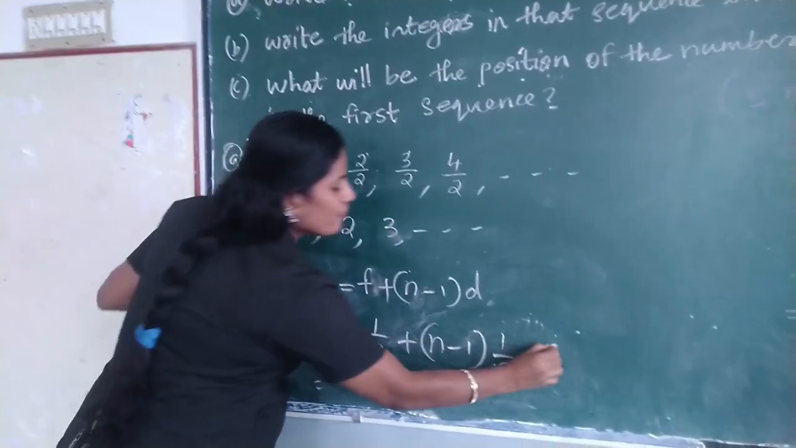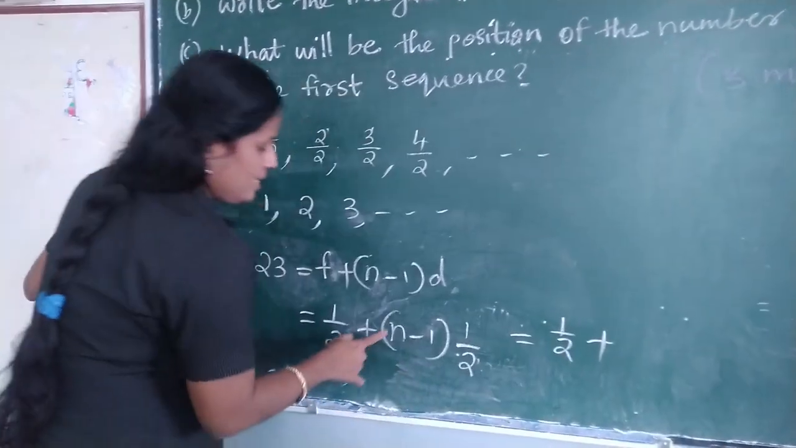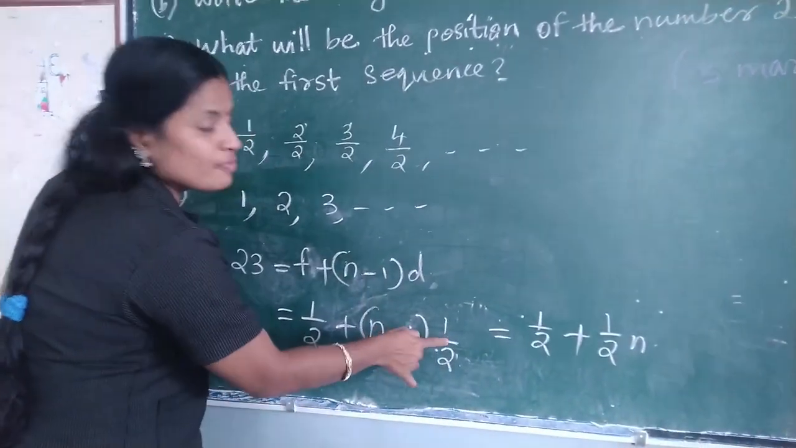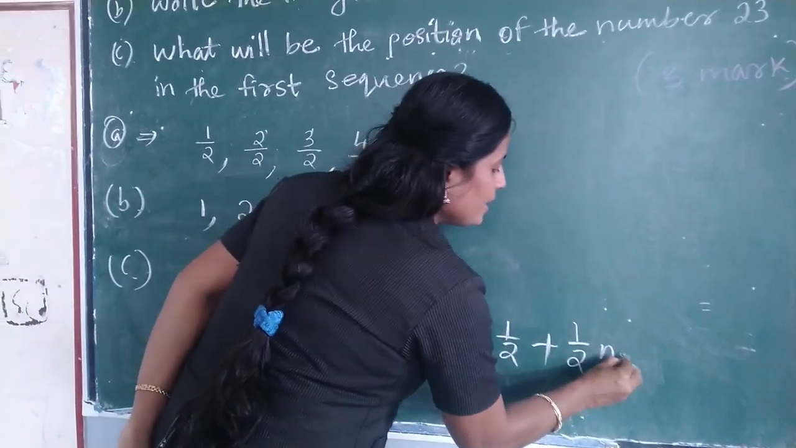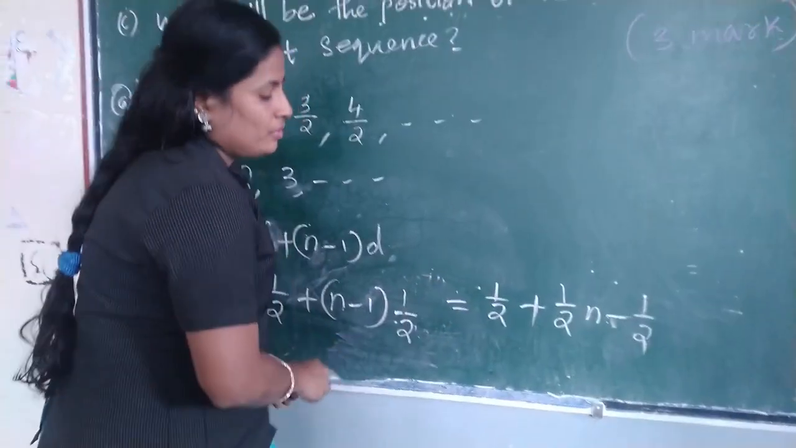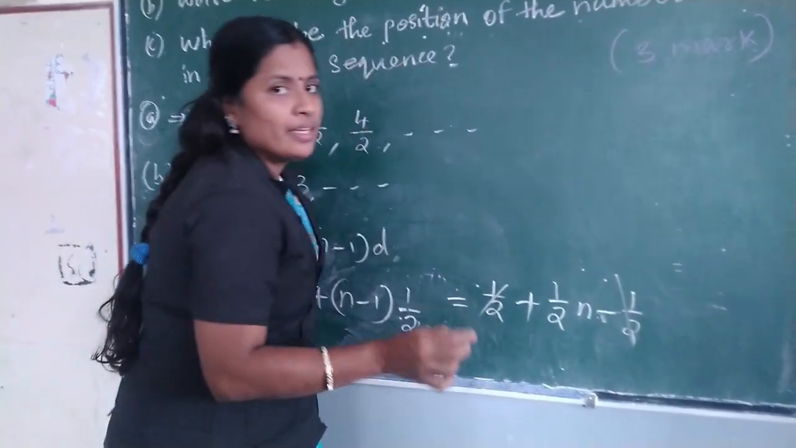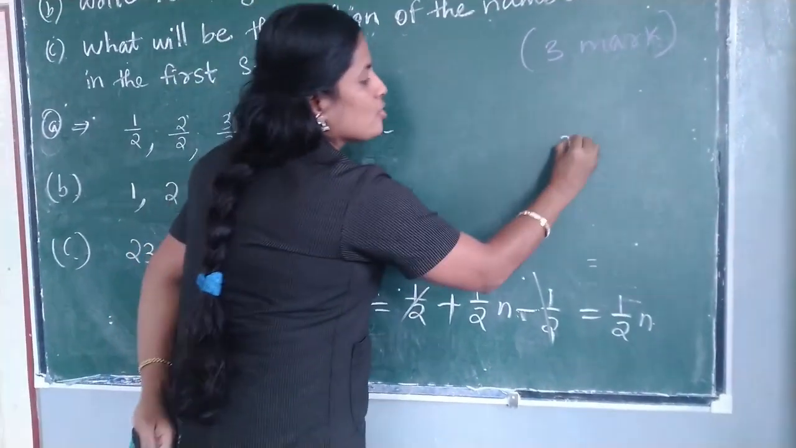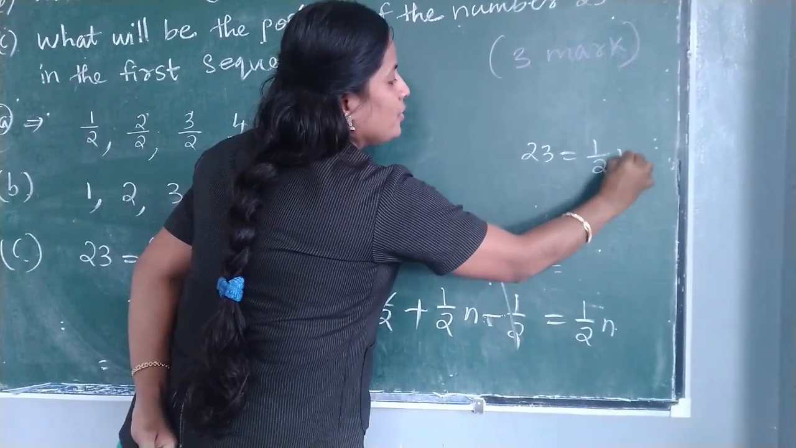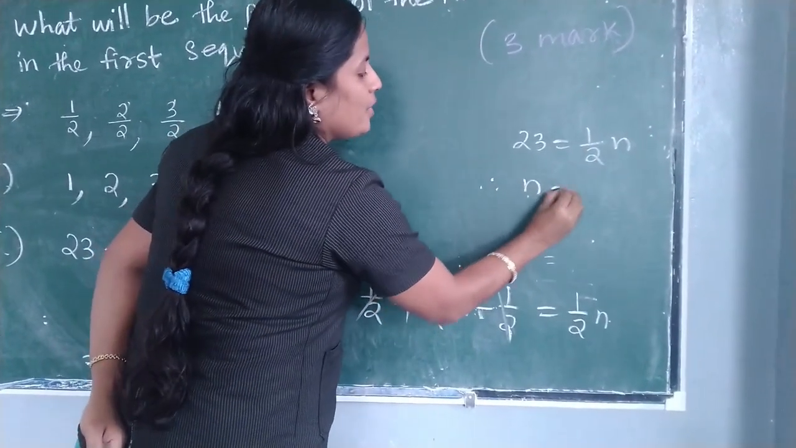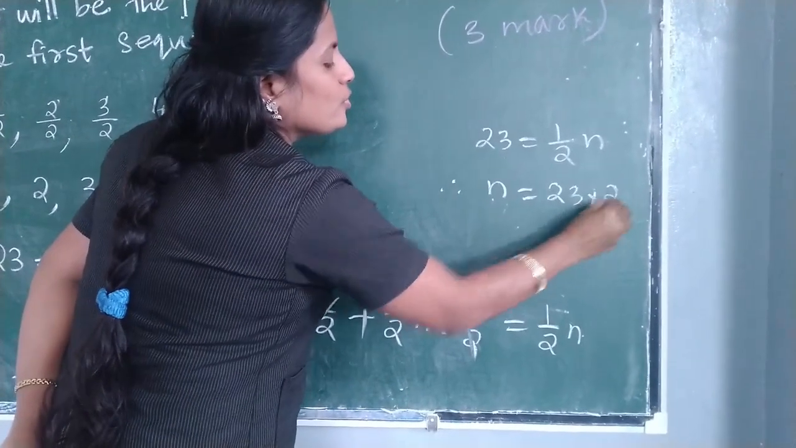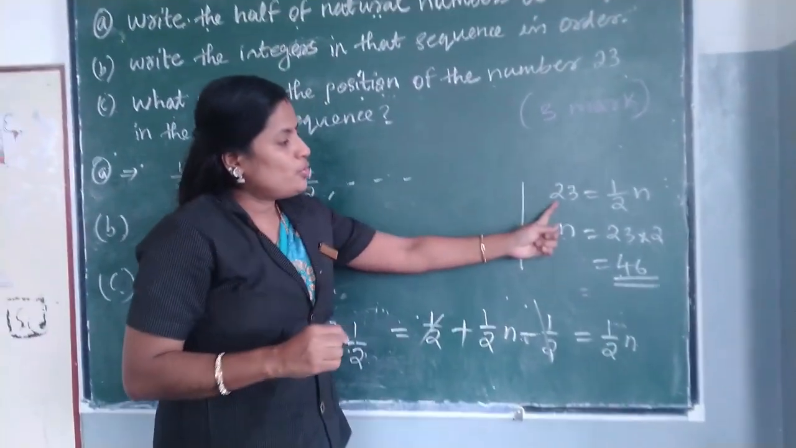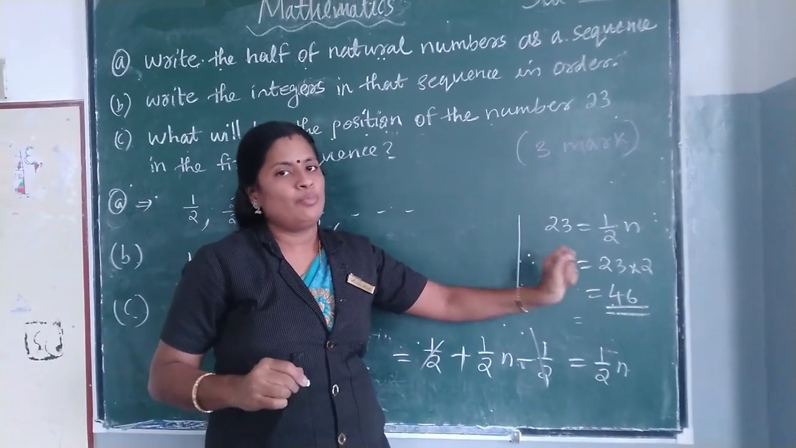Okay, so 1 by 2 plus n into 1 by 2, that is 1 by 2 n. Then minus 1 into 1 by 2, that is minus 1 by 2. So plus half and minus half will be cancelled. So the answer is half n. Okay, so 23 equal to 1 by 2 n. So therefore n equal to 23 into 2, which is equal to 46. So 23 is in 46th position.